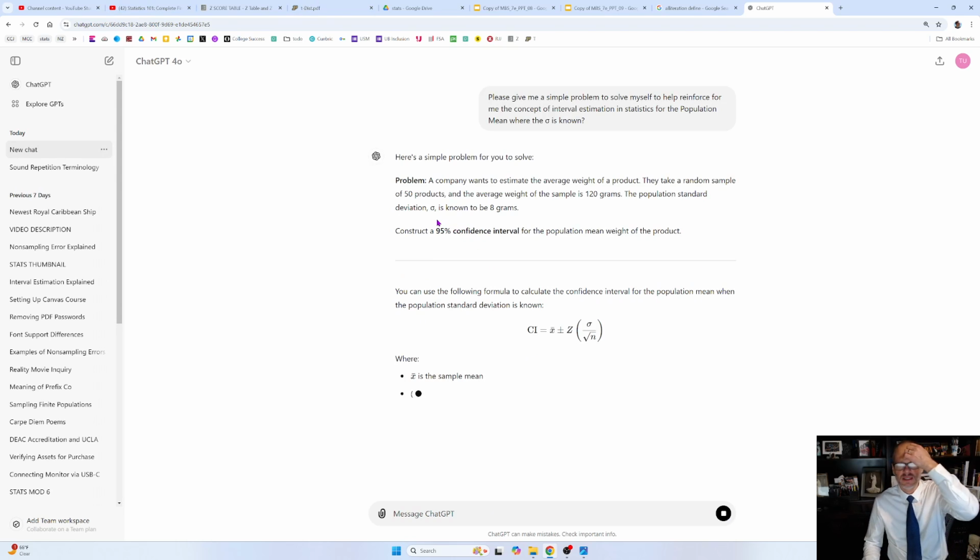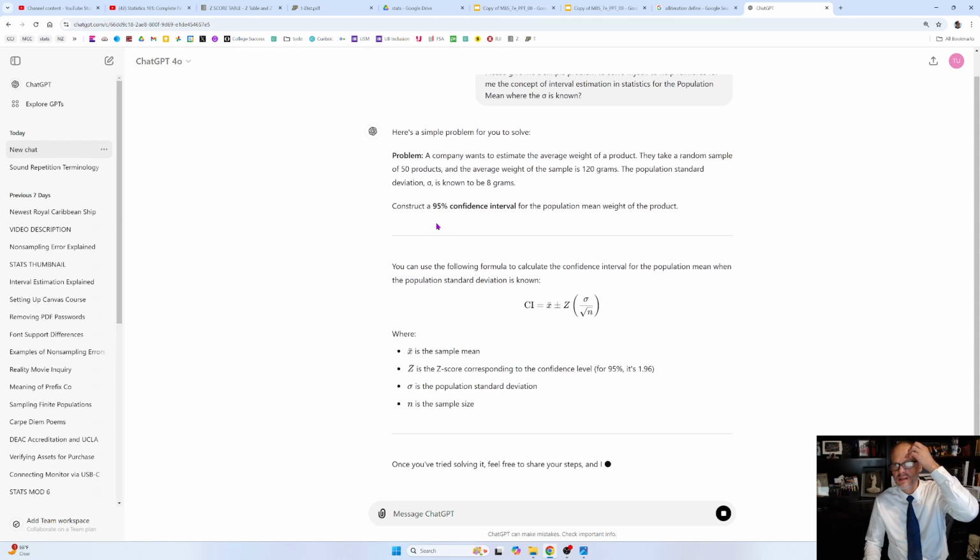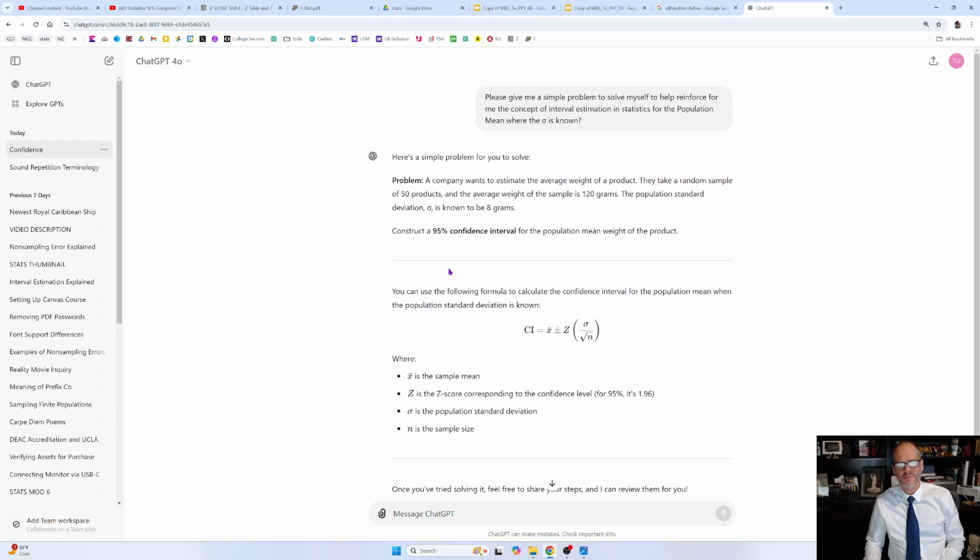A company wants to estimate the average weight of a product. They take a random sample of 50 products.